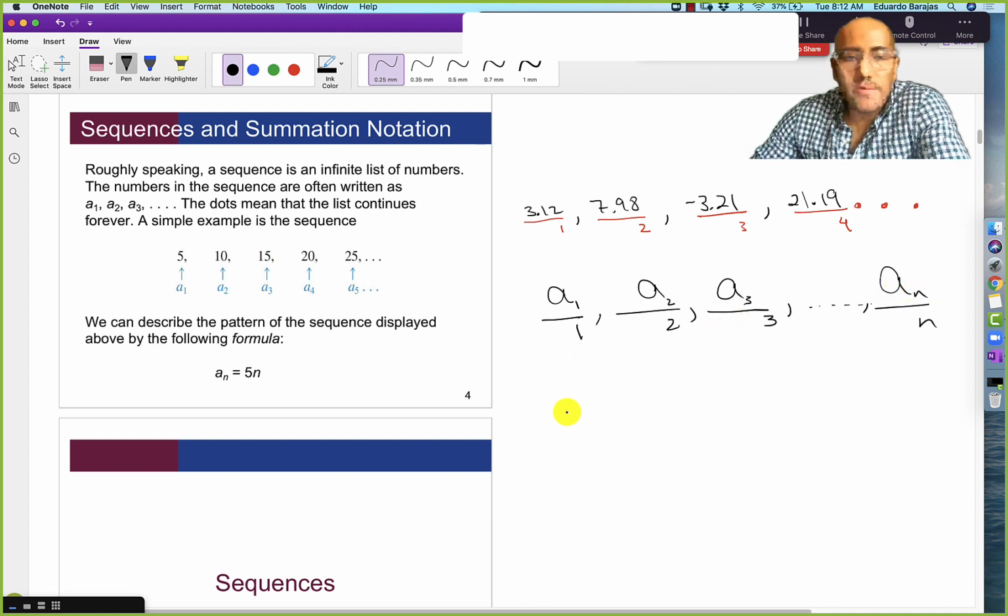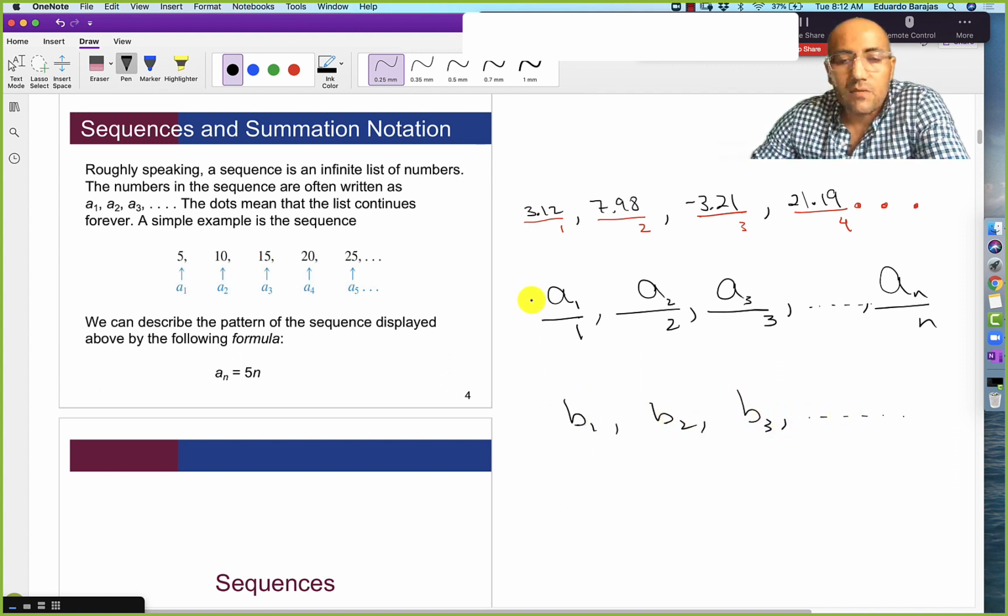We can also use any other letter: b sub 1, b sub 2, b sub 3, and so on. Because I'm using a different letter, this is used to note that this is one sequence and this is a different sequence, since I'm using a different variable to identify it. Good? Okay.